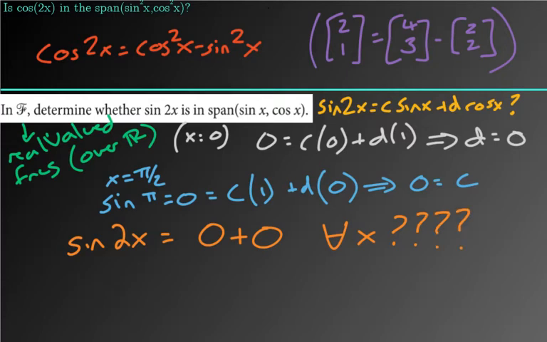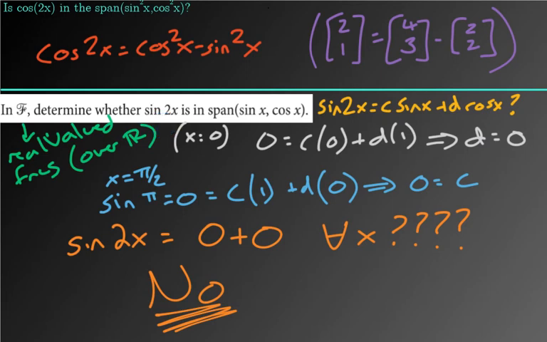And obviously that's a no, right? That's a silly statement. You can't get sine of 2x to equal 0 for all x. For some x you can, but not for all. This is why sine 2x is not in the span of sine of x and cosine x. There are no trig identities that combine sine of x and cosine x in some clever way and get you sine of 2x. It's not possible.